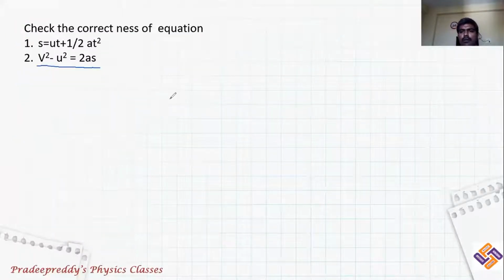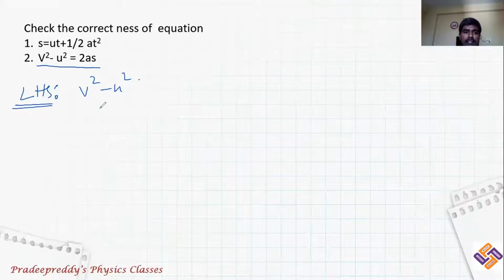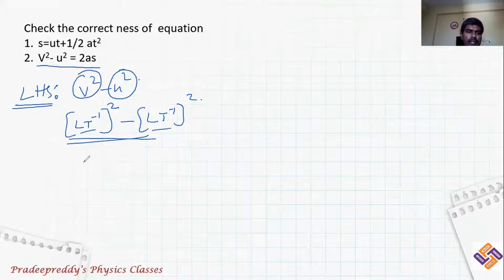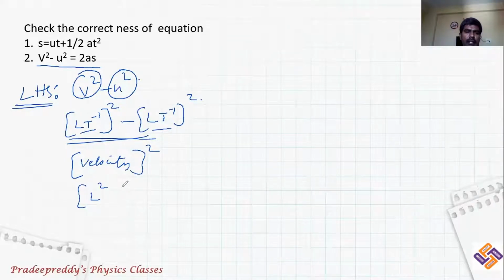V square minus u square is equal to 2as. Okay, take left hand side. V square minus u square. What is V? V is velocity. Dimension of velocity is L t power minus 1, whole square. Minus u square, L t power minus 1 whole square. This is velocity, this is also velocity. So left hand side, what do you have? Dimensions of velocity whole square. So that is L square t power minus 2. This is dimensions on left hand side.